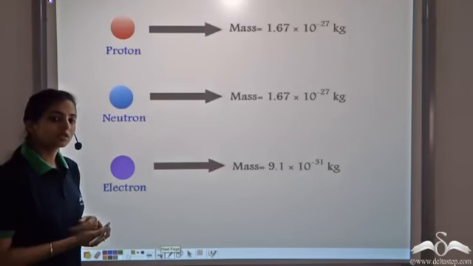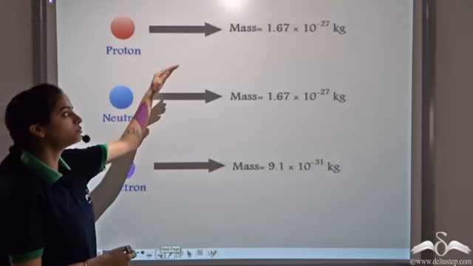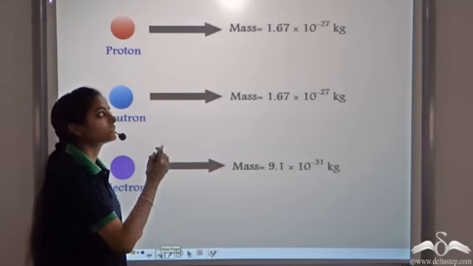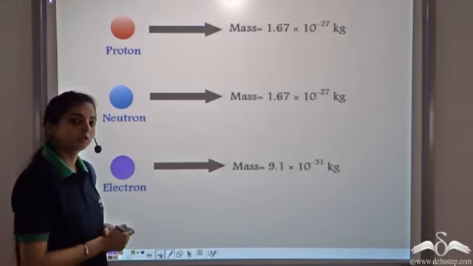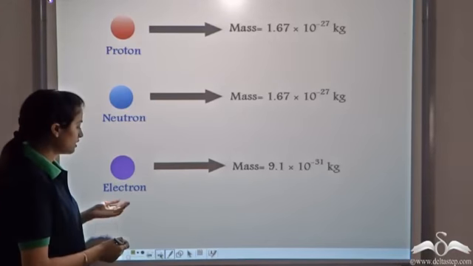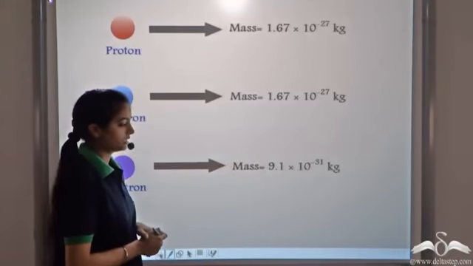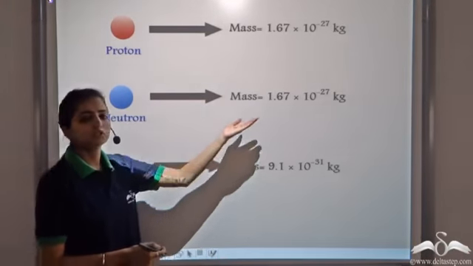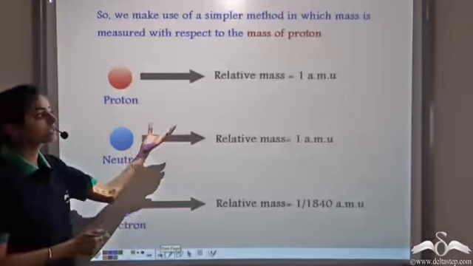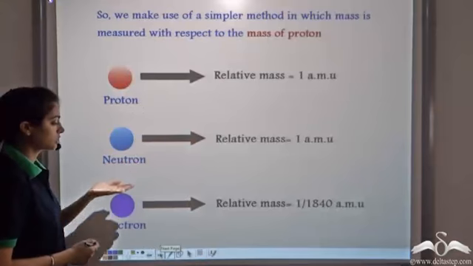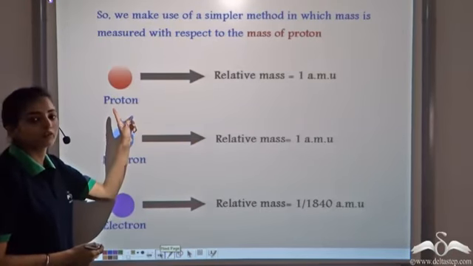Let's look at the masses of these 3 subatomic particles now. The mass of proton is 1.67 x 10^-27 kg. Mass of neutron is 1.67 x 10^-27 kg. And mass of electron is 9.1 x 10^-31 kg. Again, these are big, complicated numbers. So to avoid this complication, we use the relative masses of these 3 subatomic particles. The relative mass is taken with respect to the mass of proton.